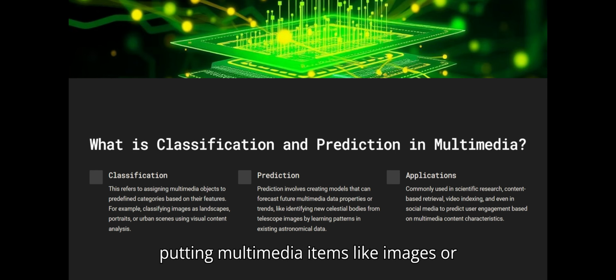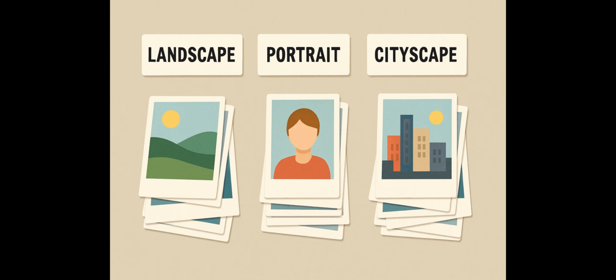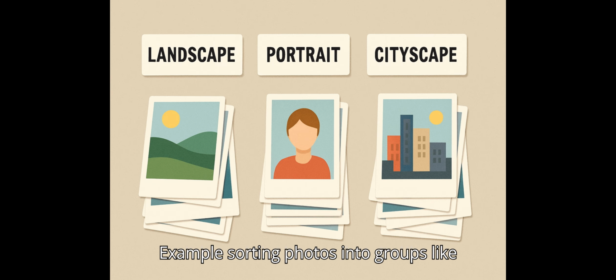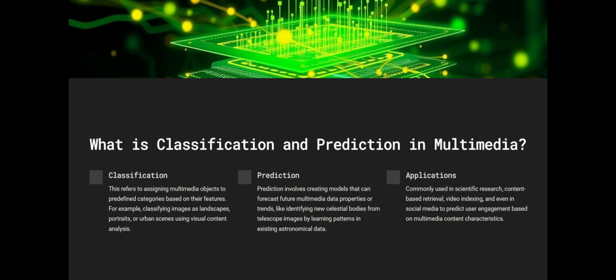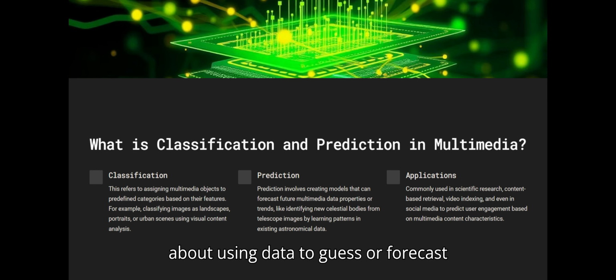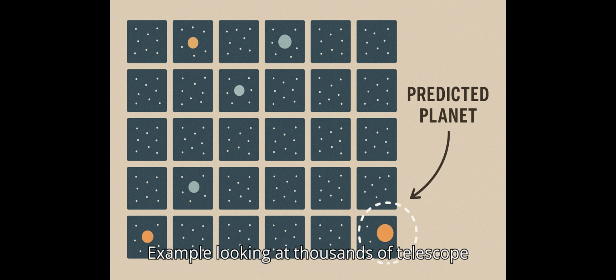Classification means putting multimedia items, like images or videos, into categories based on their features. Example: sorting photos into groups like landscape, portrait, or cityscape using what's seen in the image, colors, shapes, etc. What is prediction? Prediction is about using data to guess or forecast future outcomes related to multimedia. Example: looking at thousands of telescope images to predict where a new planet might be found.